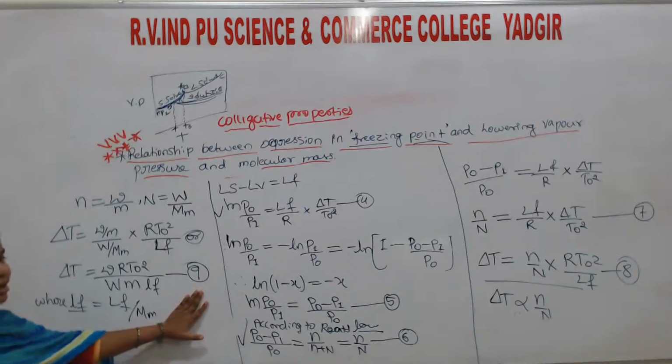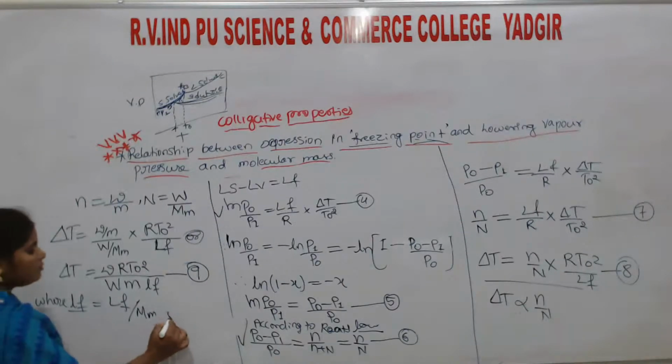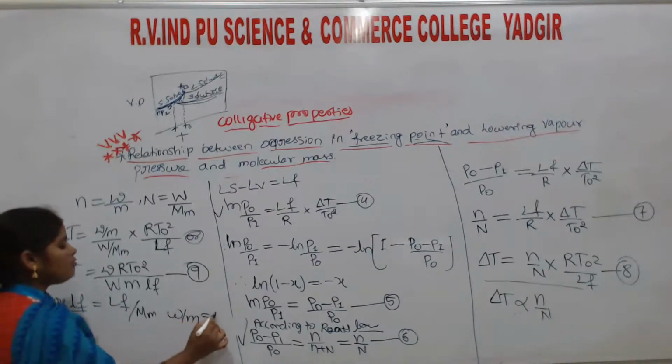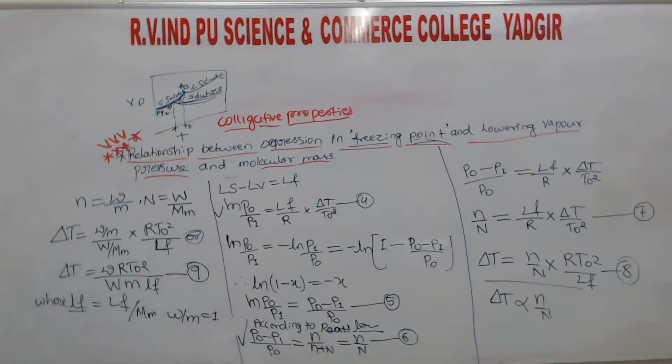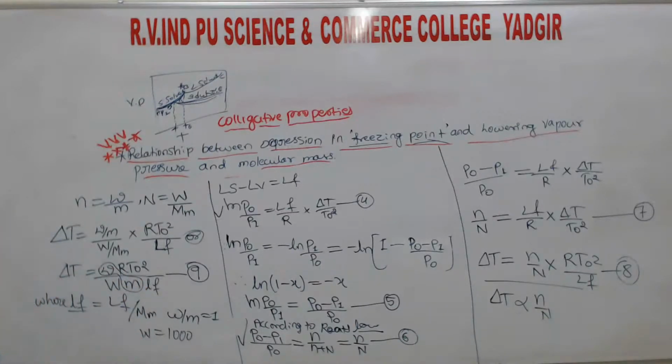Well, here we take w by M as 1 and capital W is 1000. Here delta T is equal to w R T naught square, and this w by M is 1. And this is 1000, small w is equal to 1000.